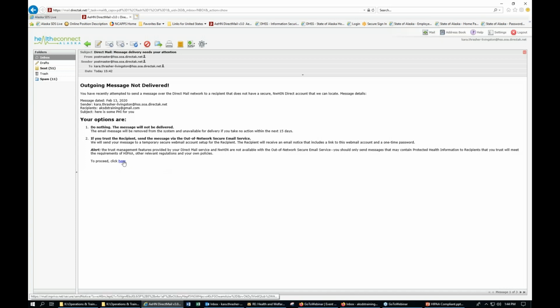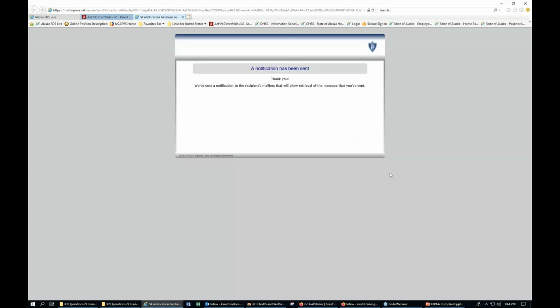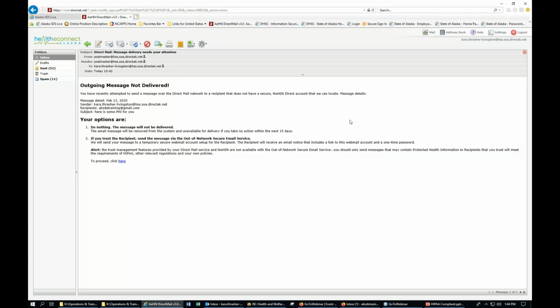So if you want to proceed, you click here. It says click here, the little blue letters here, HERE. Then you get a new notice, new tab. It says we've sent a notification to the recipient's mailbox that will allow retrieval of the message you've sent. And that is a whole new tab. I can get rid of that tab, but I did want you to see what it looks like. Okay, then I'm back to my inbox.